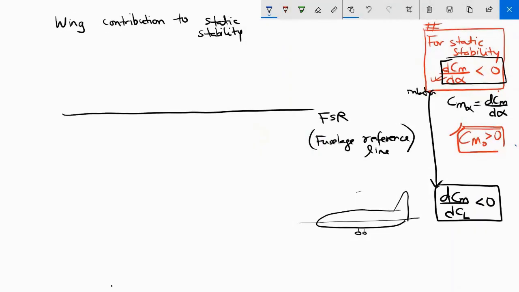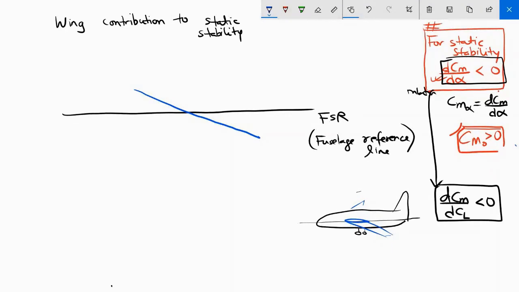Now the wing could be mounted at an angle, right? So let's say this is the wing of the aircraft, and this is the chord. Now the chord can change from tip to the root. If it is a tapered wing, then the chord can vary from tip to the root, but we can calculate the average.